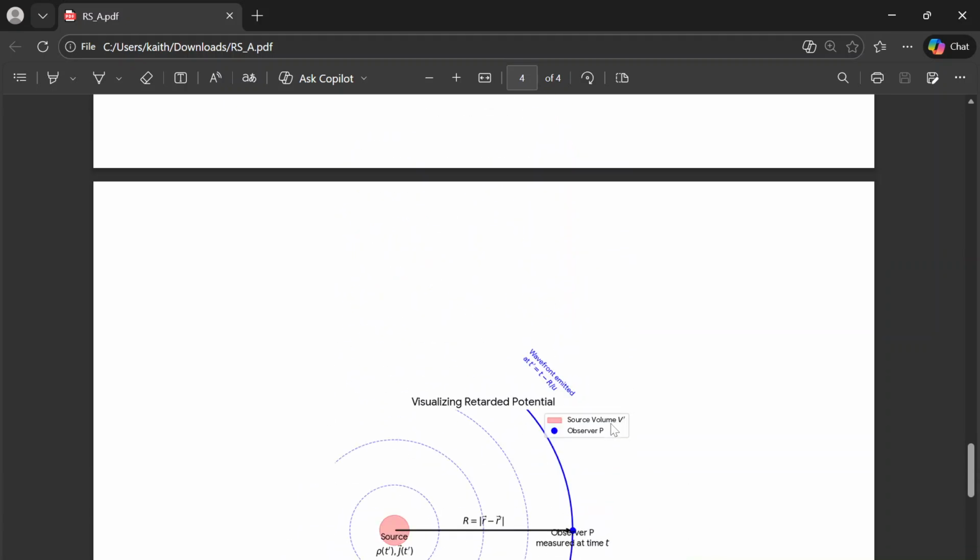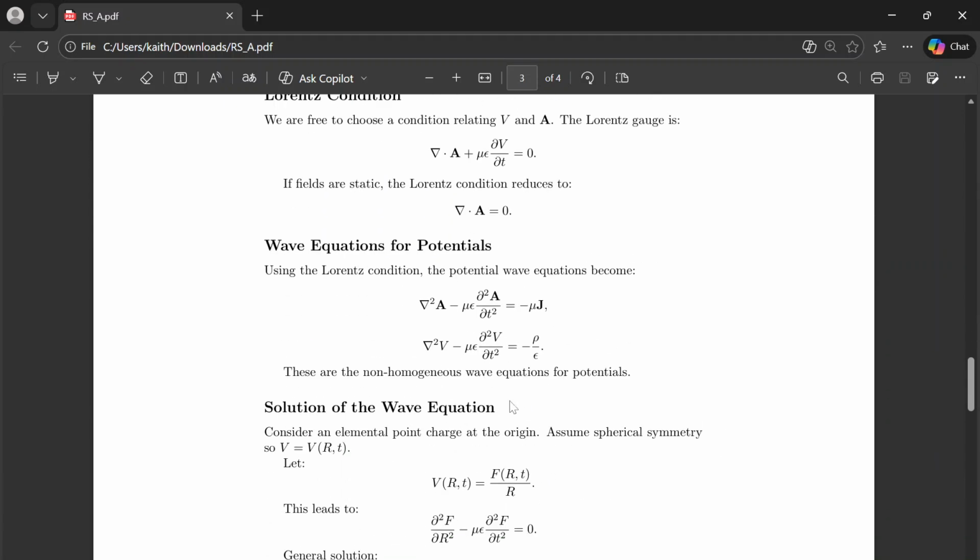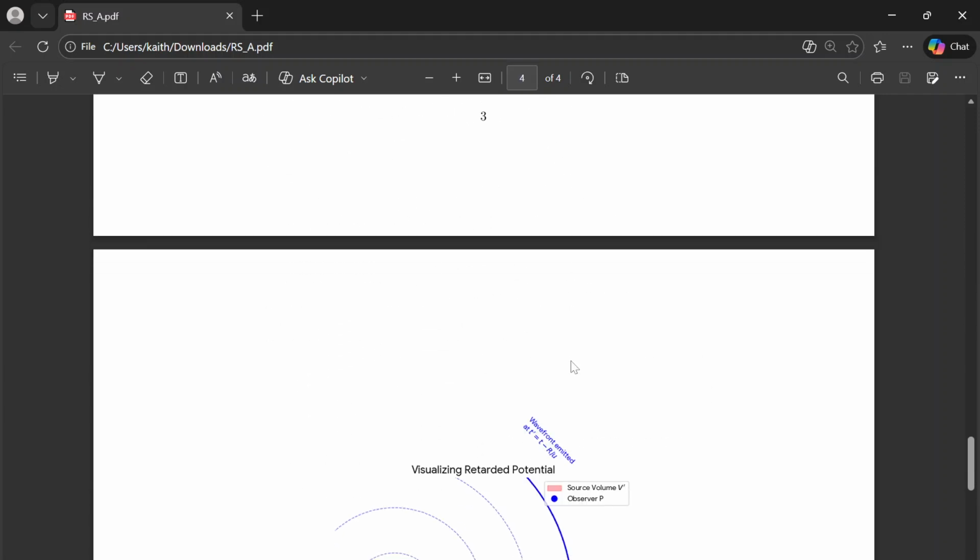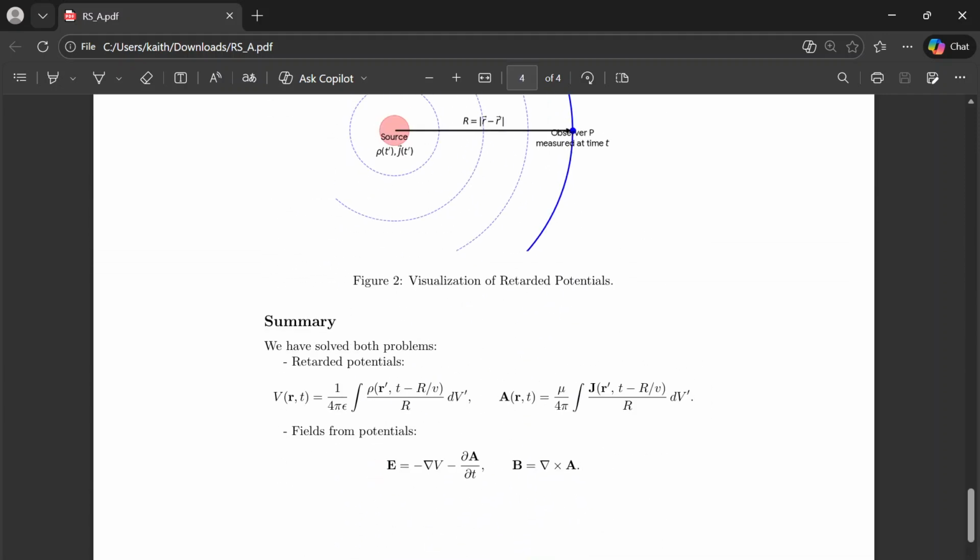Now similarly, if we solve the other equation, which is this, that leads to the retarded magnetic potential, to be more precise. So we have solved both problems. We found the retarded magnetic potential and the retarded scalar electric potential.